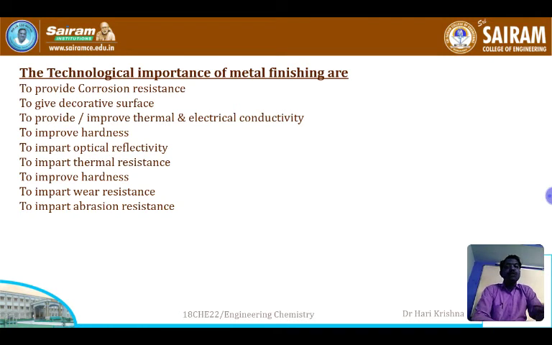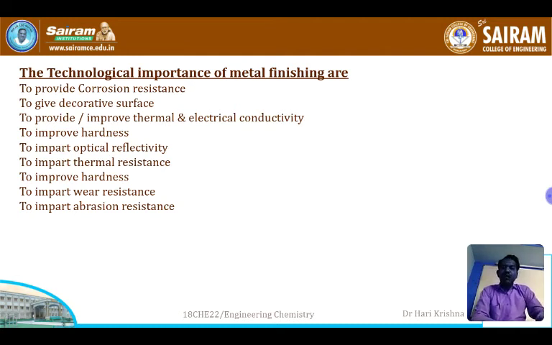Decorative surface by giving chromium plating, to improve thermal and electrical conductivity, to improve hardness, to impart optical reflectivity, to impart thermal resistance, to impart wear resistance, to impart abrasion resistance. So why is this metal finishing essential? Because few metals will have good conductivity, very good optical reflectivity, very good thermal resistance, but will not have corrosion resistance.